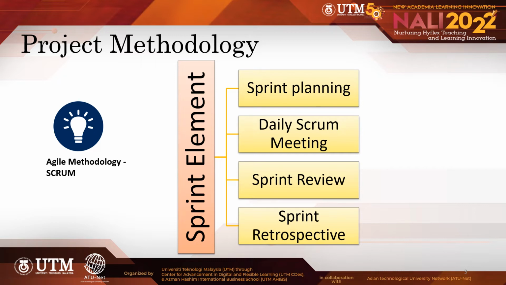The sprint elements used for the software project were: number 1, sprint planning. This is where the software development team planned the amount of work to be done in the designated sprint weekly together with the project manager.